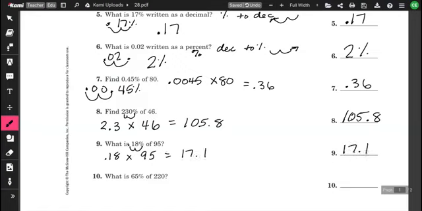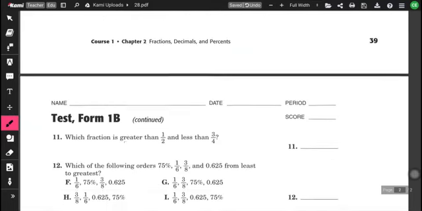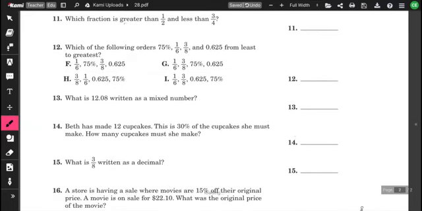Last but not least, we have 65% of 220. So we make that into a decimal. It'd be 0.65 times 220, which is going to equal 143. Keep scrolling.